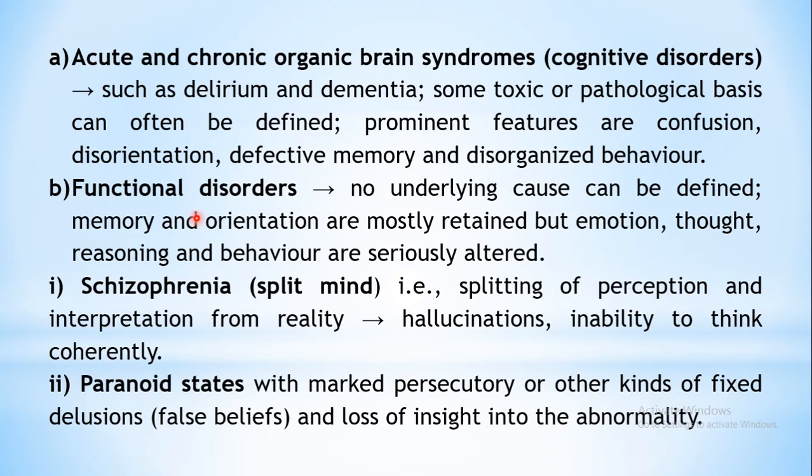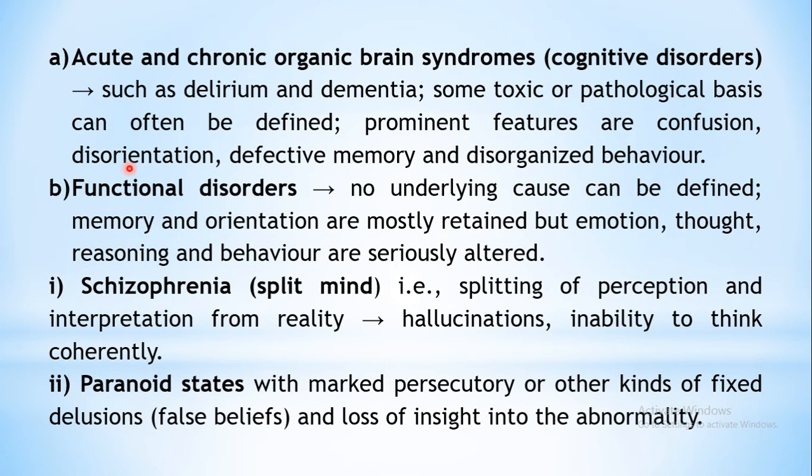Then coming to the second type of psychosis, that is functional disorders. Now here there is no underlying cause which can be defined. Here there was a pathological basis, right? In case of acute and chronic organic brain syndrome. But in case of functional disorders, there is no underlying cause as such which is well defined. And here memory and orientation are retained.